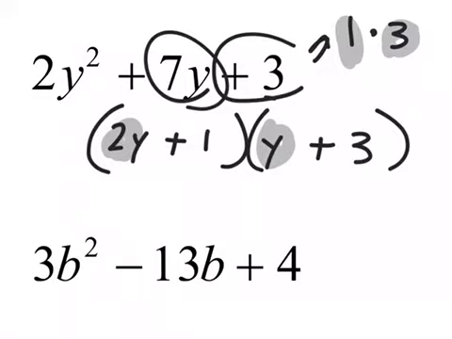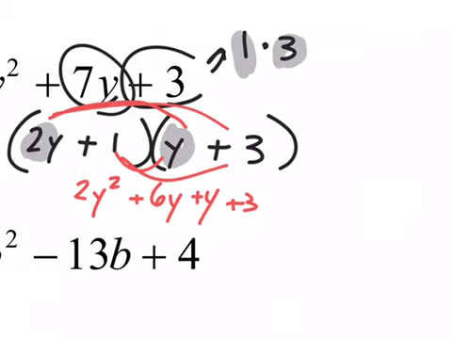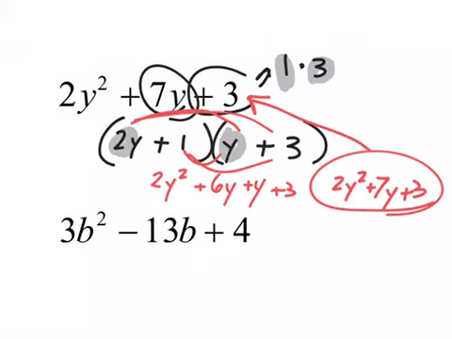Alright, and let's double check this one to continue to grow in our ability to see. So we've got 2y squared plus a 6y plus a y plus a 3. That'll simplify down to 2y squared plus 7y plus 3, which is our original statement.